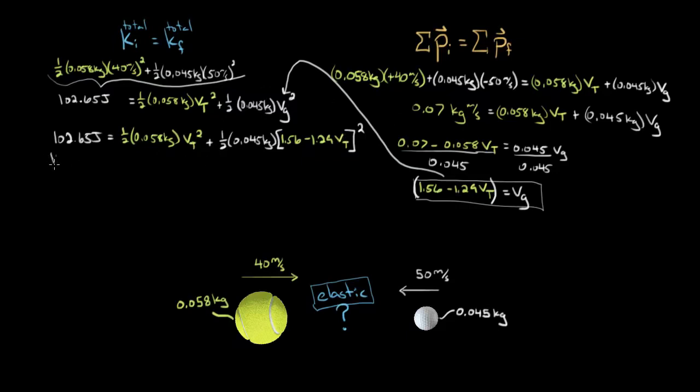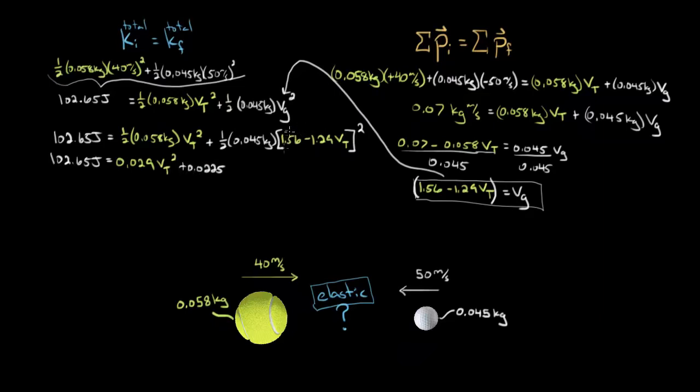So if I do the math, I'm going to have 102.65 joules equals, if I take 0.058 divided by 2, I'm going to get 0.029 VT squared. I'm going to leave off the units, because things are going to get messy. And then if I take 0.045 divided by 2, I'll get 0.0225. And now I've got to square this quantity.